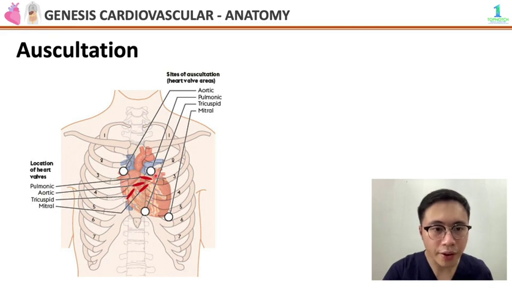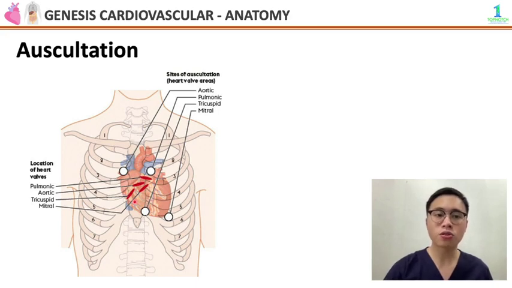Itong mga red areas na to, they would actually tell you the actual anatomic location of the valves. Pero pag sinabi nating auscultation site, it's actually quite different from the actual area. So, what would be our landmarks? When we want to appreciate some murmurs coming from the aortic valve, we want to place our stethoscopes over the second intercostal space, right parasternal area.